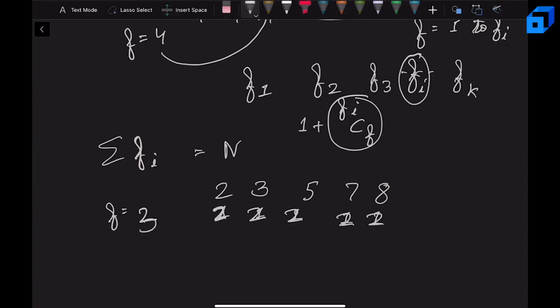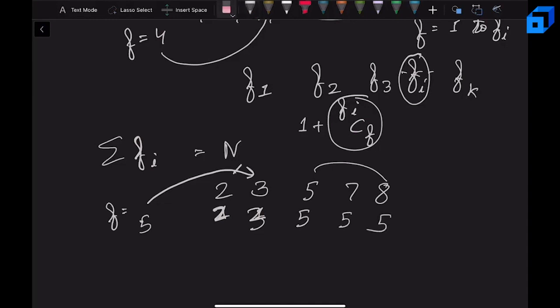For f equal to 3, we will not consider 2 because it is lesser. The next element which is greater than or equal to 3 is 3, so we only consider the elements 3, 5, 7 and 8, and each will be considered thrice. For f equal to 4, we only consider 5, 7 and 8, so each of these will be considered 4 times. For f equal to 5, we consider 5, 7 and 8 again, so each will be considered 5 times.